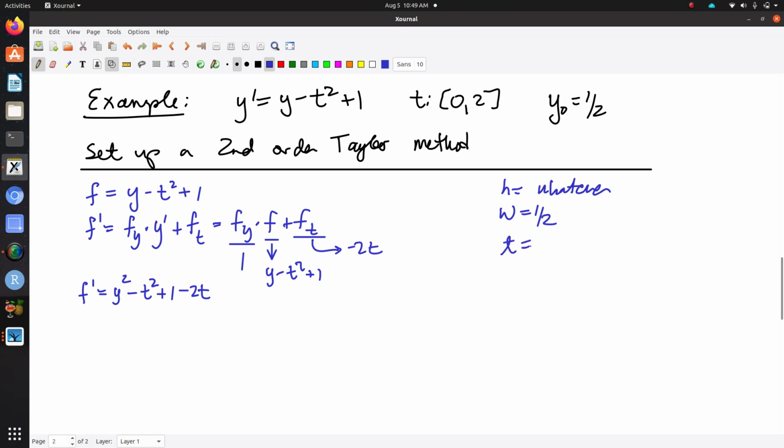My starting value is t is 0. And so what am I going to do? While t is less than 2, I'm going to say w equals something. I'm going to increment it. Then I'm going to do this cheesy trick where t equals t plus h. It's okay so long as when you're done, you look at those last digits of t and make sure you haven't accumulated a lot of error.